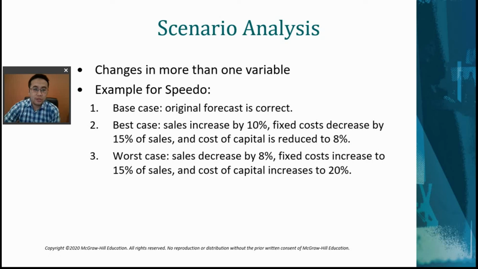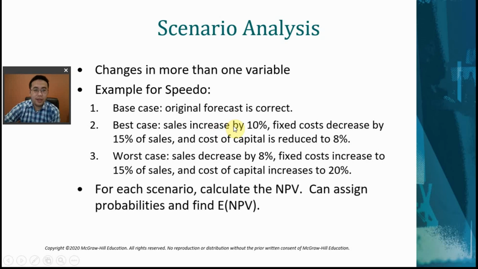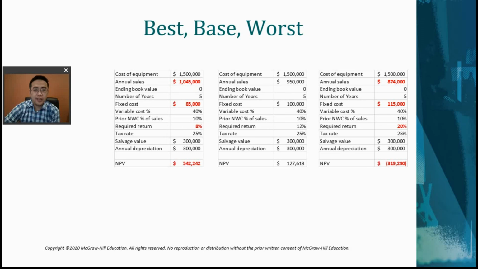In the scenario analysis, you are going to incorporate the change of the variables in each case, then develop the NPV under each case and eventually calculate the expected NPV. So this would be the result for the best case. You can see that annual sales increased, fixed cost decreased, and the required return decreased compared to the original setting. And in the worst case, annual sales decrease, cost increases here, and also the required return, which is the cost of capital, also increased. And then your NPV would be much lower.